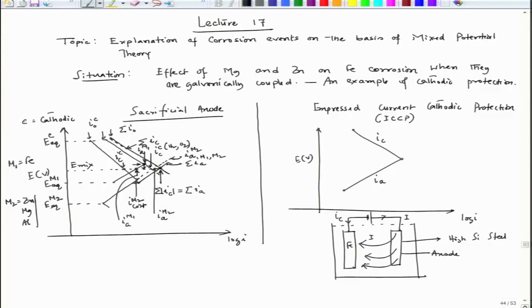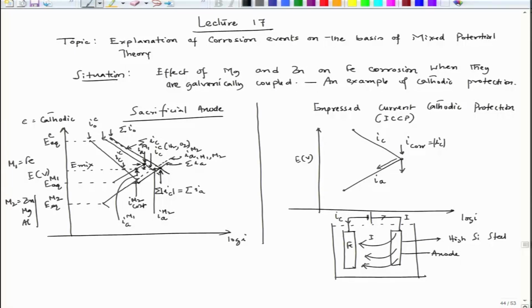So, how can I reduce this corrosion rate? This becomes my I corr equal to I c, and this is a mod sign because I c sign is negative. Now, if I try to do that, I have to go down. In order to reduce the rate of corrosion of iron, if I go down, then only the current density will move this way.